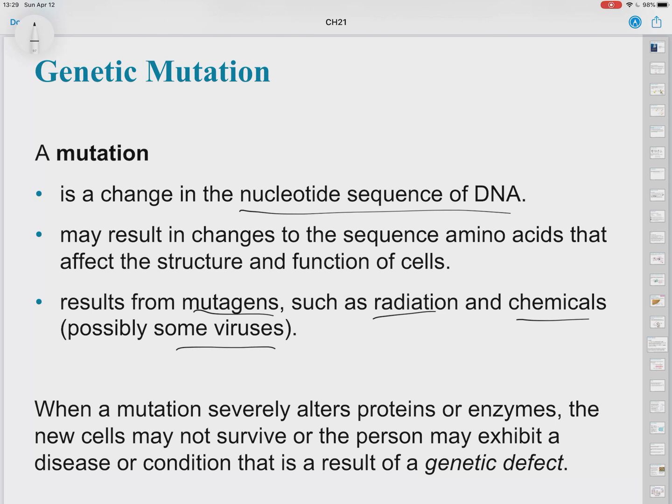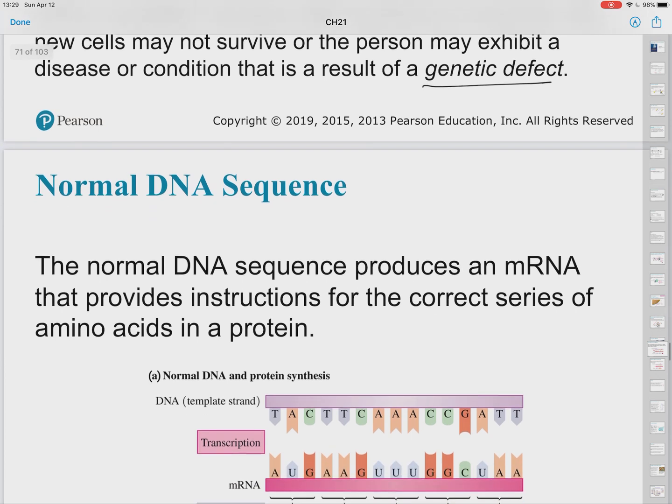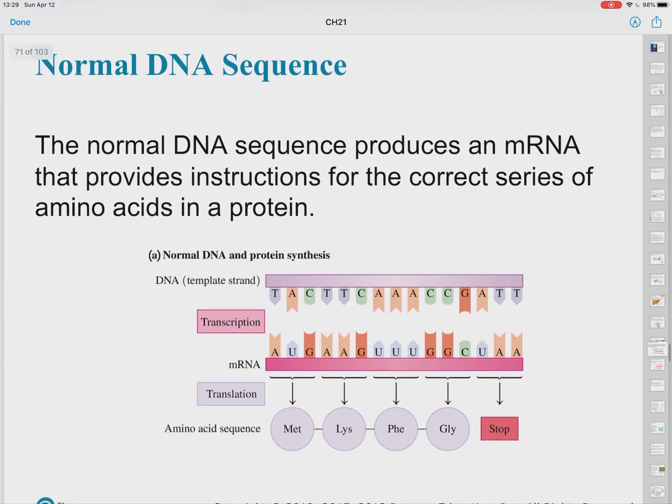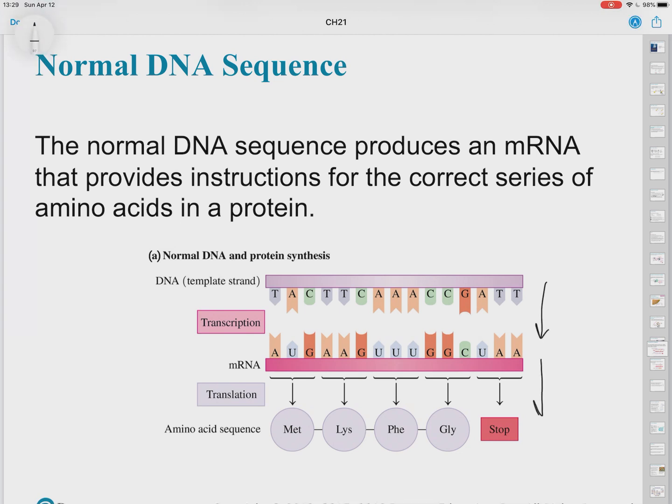When a mutation is bad enough that it alters a protein or enzyme and that the person can die from it, that's what we would call a disease, and that would be a genetic disease because it's just built into the DNA. So a normal DNA sequence is shown here. Normal DNA sequence would normally give you a good mRNA, and a good mRNA will translate into a protein strand. So let's look at how a mutation affects that.